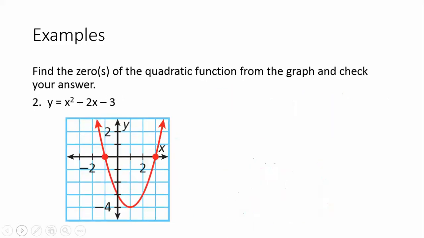Let's look at another example. Here we have the function y equals x squared minus 2x minus 3. And again, it has been graphed. So we're looking for where does the graph cross the x-axis. And you can see it crosses here in 2 places. So we're going to have 2 zeros of the function. One is at -1, and the other one is at +3. So we have x equals -1 and x equals 3.